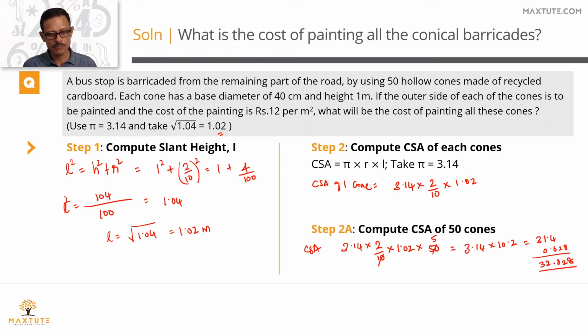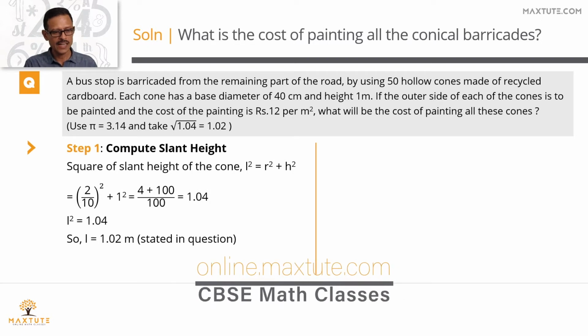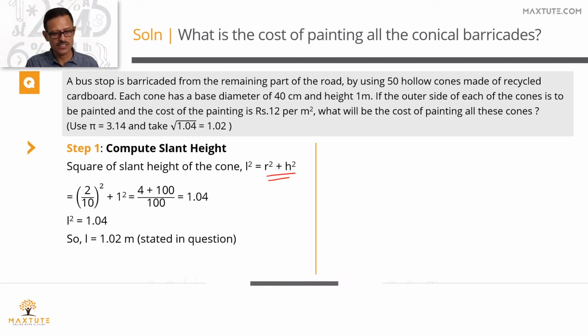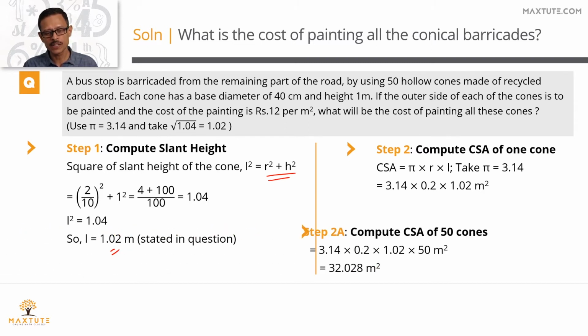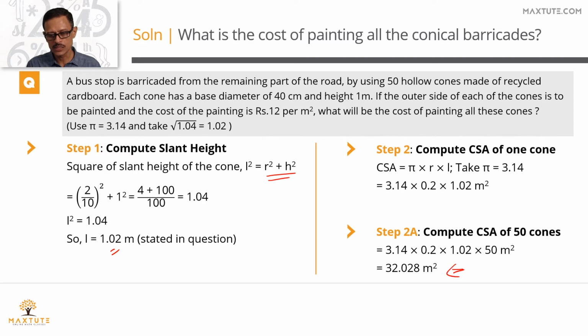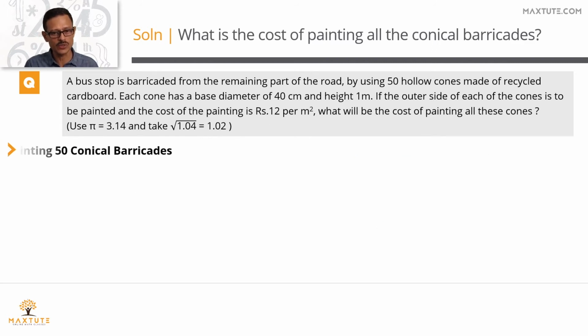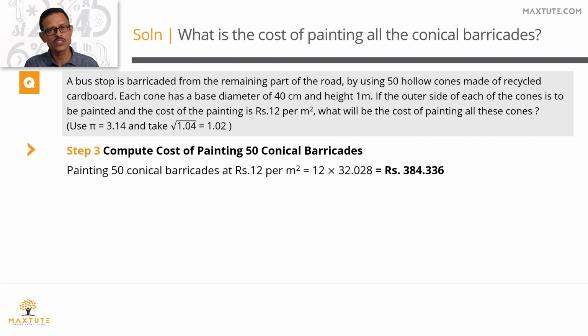But before that, let's consolidate both these calculations in a printed form. Square of the slant height is r square plus h square. Substitute r as 2 by 10 and h as 1 to give us a value of L square equal to 1.04. Square root of 1.04 equals 1.02. So slant height is 1.02. Compute the curved surface area for one cone, pi into r into L. Compute it for all 50 cones. Got the value to be equal to 32.028 meters square. So 1 meter square to paint it costs us 12 rupees. So to paint 32.028 meter square, it's going to cost us 12 times 32.028, which is 384.336 rupees.